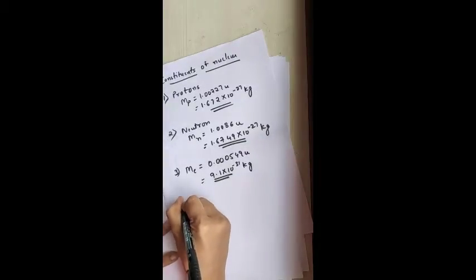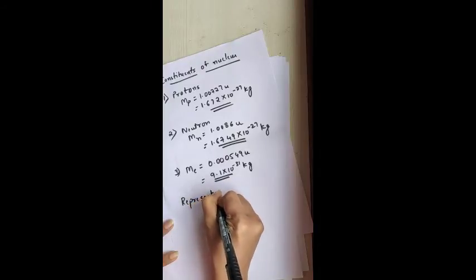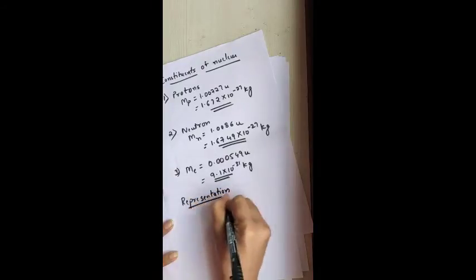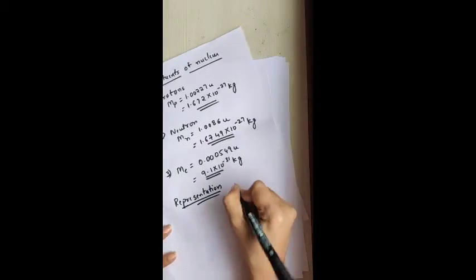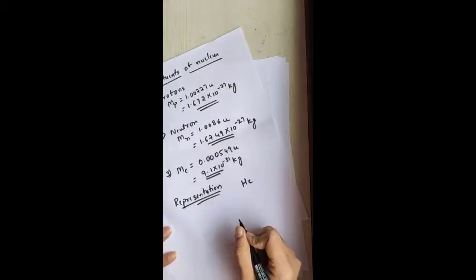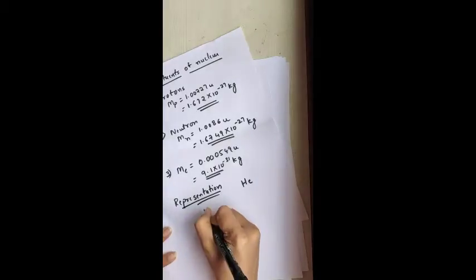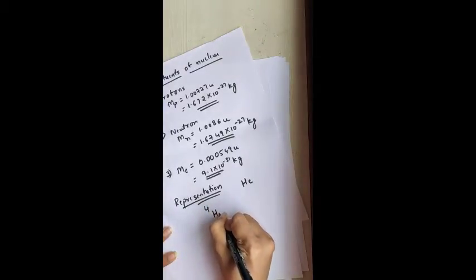Next, how do we represent the nucleus? Say I have an element known as helium. How do I represent it? We know the mass number of helium is 4 and the atomic number is 2. So this is how we write helium, ⁴₂He.